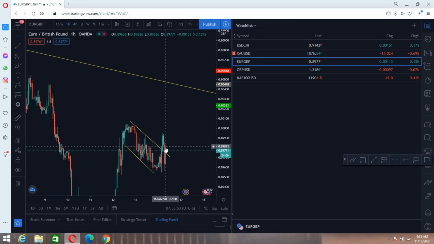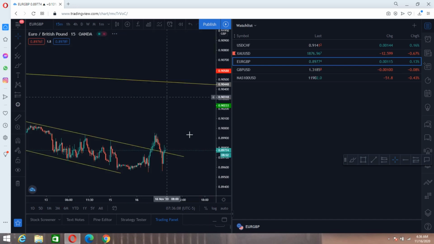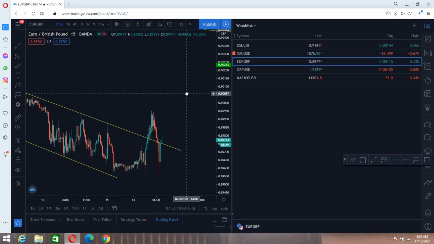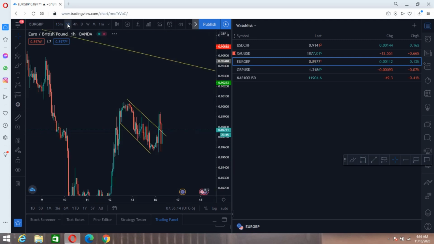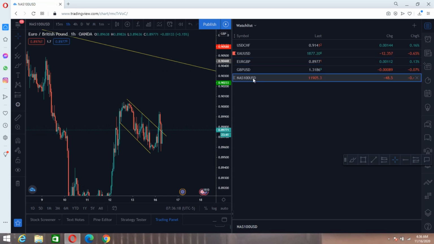So I was waiting, it broke, so I was waiting for a retest, then I can enter the second trade, but as you see what it did here, it came beyond. So I'm still looking at it. I'm still waiting for maybe another pattern, then that's when I know I can enter the trade. So the last pair we're going to check is NAS 100 on nasdaq.